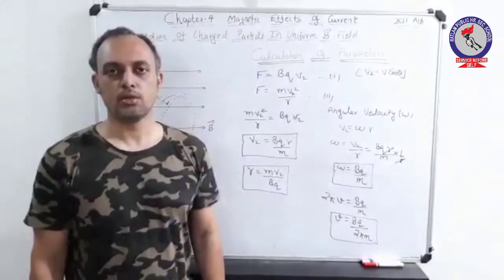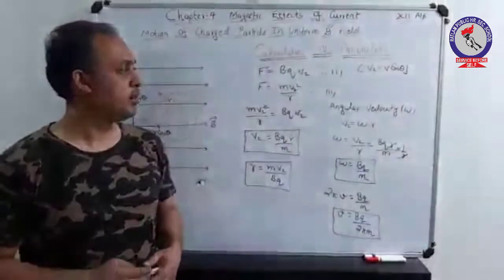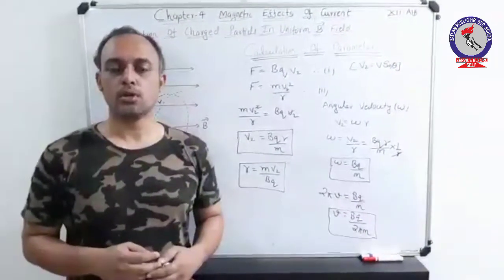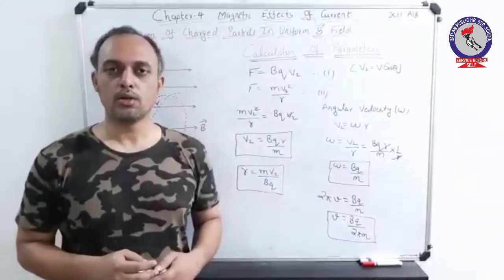period of a revolution. So these are the basic parameters which need to be calculated while a charged particle moves in a magnetic field. I hope you have understood this logic well.